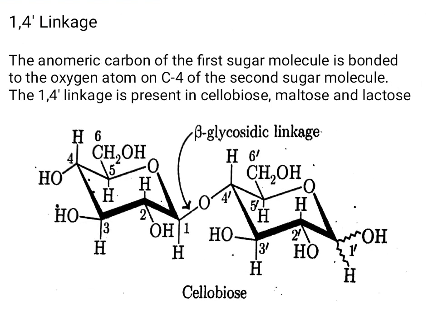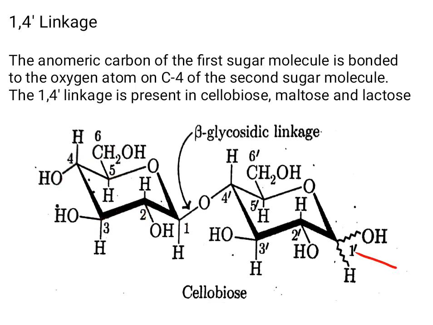The 1,4-linkage. The anomeric carbon of the first sugar molecule is bonded to the oxygen atom on C4 of the second sugar molecule. The 1,4-linkage is present in cellulose, maltose and lactose. So this is the structure of cellulose, where you can see this one is the 1, 2, 3, 4, 5 and 6 carbon.